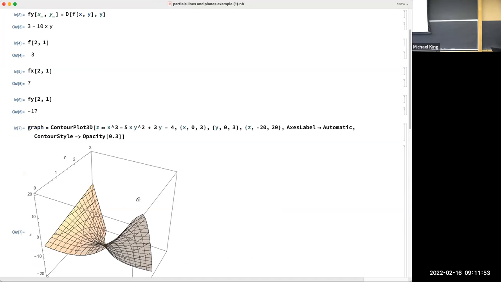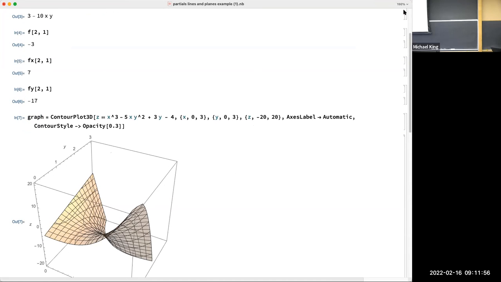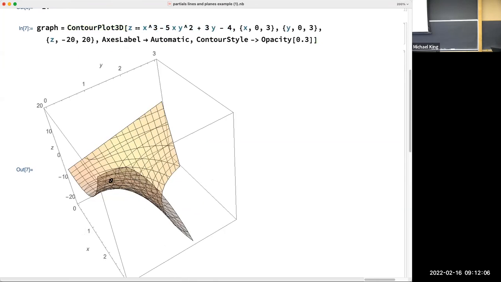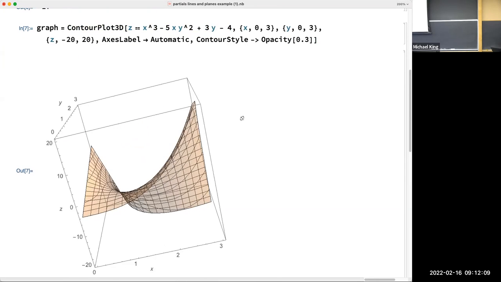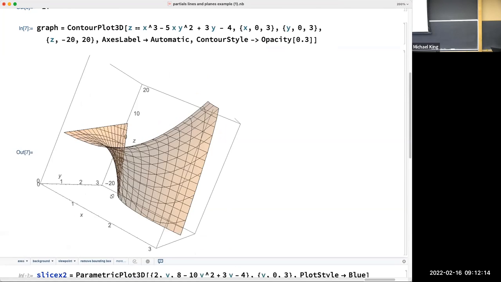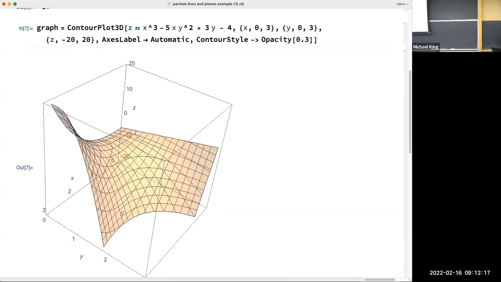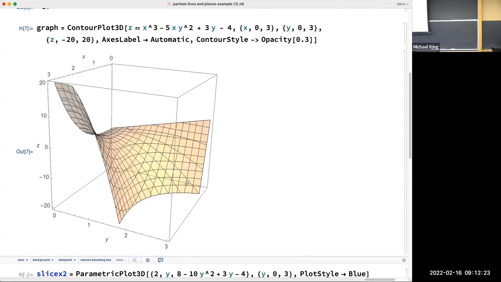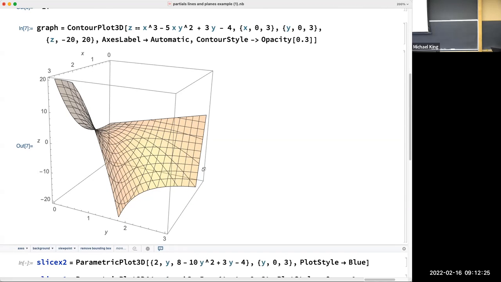Okay, here's a function. It's the function x cubed minus 5xy squared plus 3y minus 4. So that's a function of two variables. If you graph it, the positive x-axis is down here. I'm trying to reorient it the way we would see it in the room. It's a weird surface. I couldn't tell you off the top of my head what it looked like. We'd have to look at cross sections, or maybe at contours.